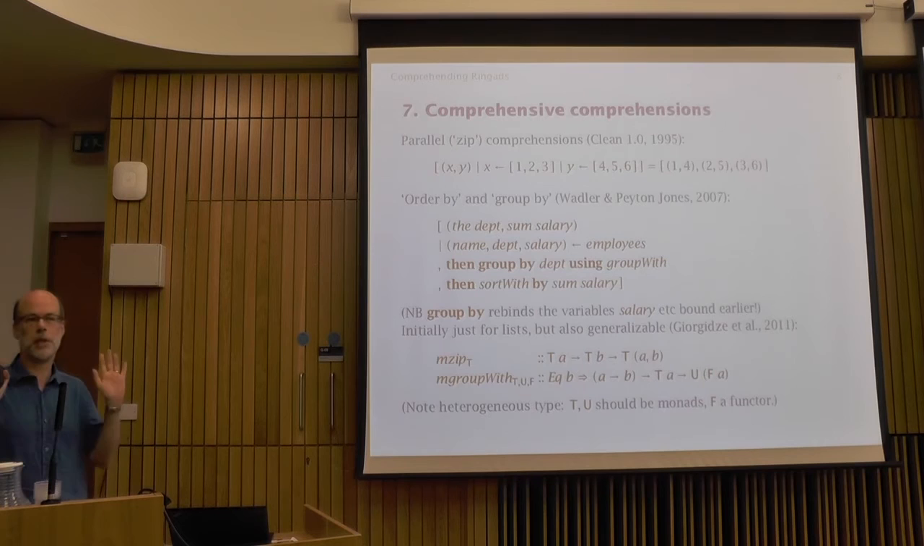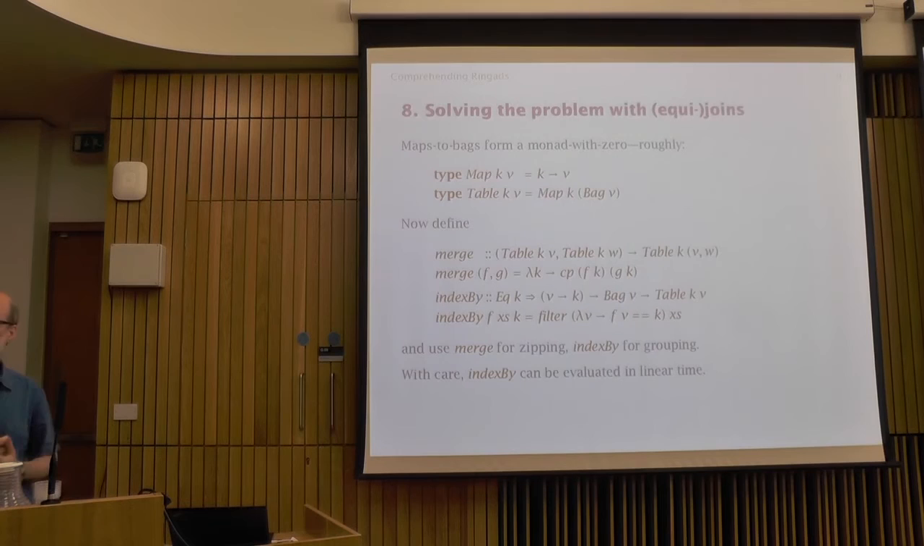So with this, we can solve the problem with equijoins. We can provide an efficient definition of equijoins. Here, a map from keys to values is just a function from keys to values. And then a table from keys to values is a map from keys to bags of values. So it's one big bag, but it's partitioned by key: for each key, the sub-collection of the values with that key. I'll say roughly there, because to make this work in Haskell you need some newtype wrappers and some conversion functions, but this is the essence of it.